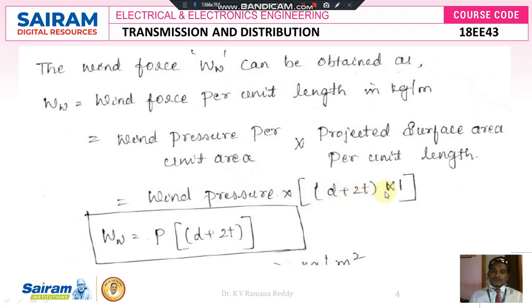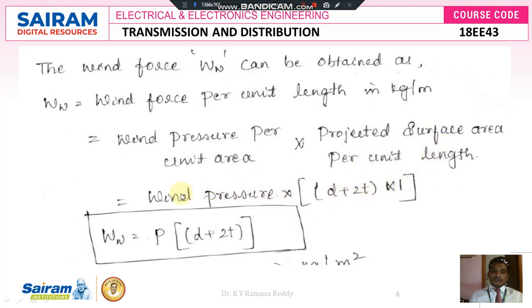Therefore the wind force per unit length in kg per meter is mathematically expressed as wind pressure into (d plus 2t) into 1. So what is d plus 2t? d is the diameter of the conductor and 2t is the thickness of ice which is coated on the conductor. Both sides are coated, so we take it into account, that is 2t. Therefore d plus 2t is the projected surface area per unit length of the conductor.